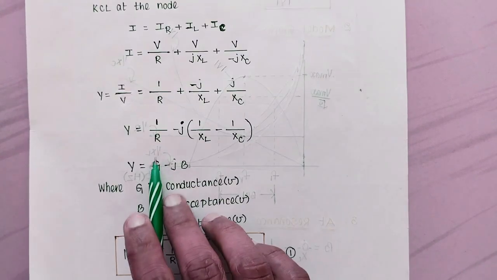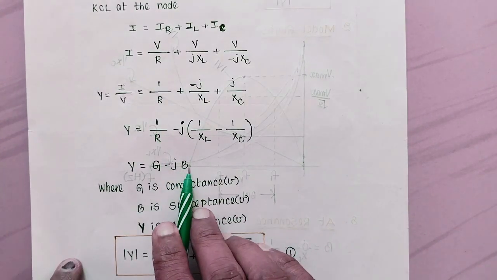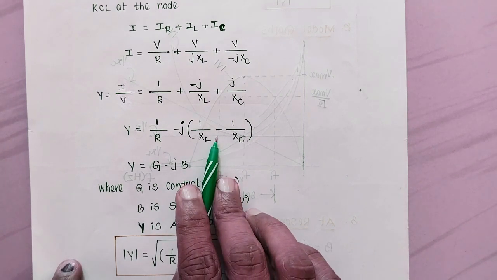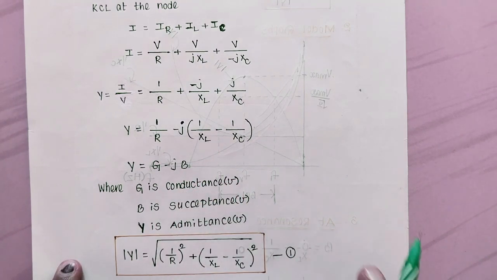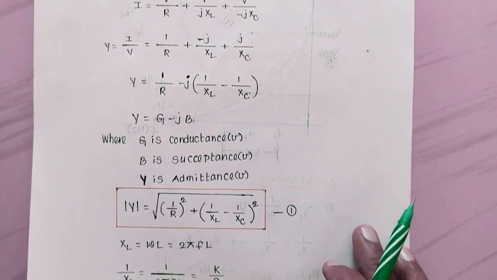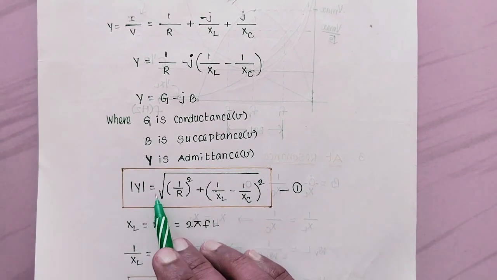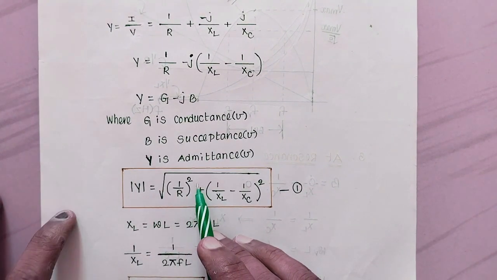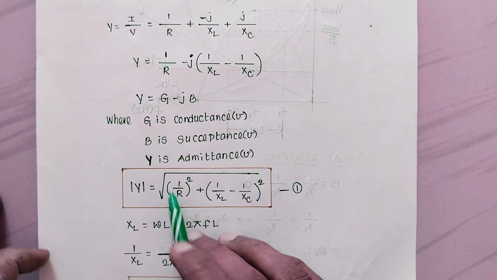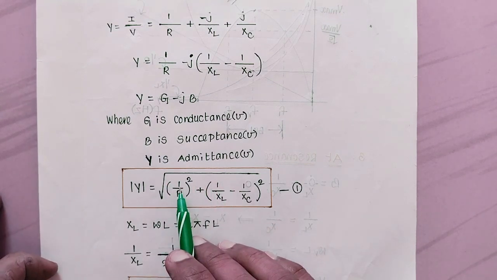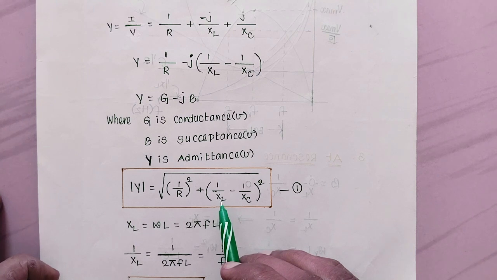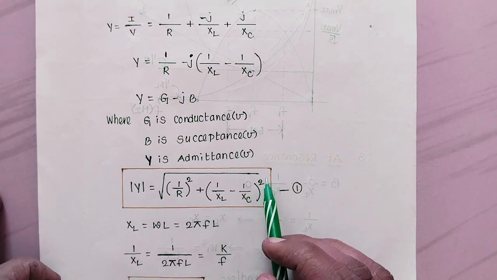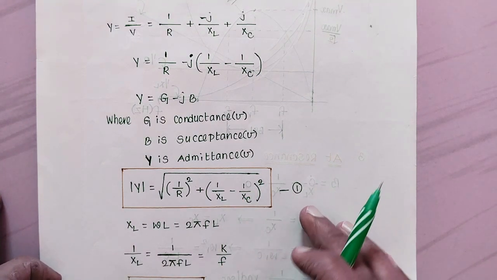Here conductance G is equal to 1 by R and susceptance is equal to 1 by XL minus 1 by XC. The magnitude of the admittance is equal to root over (1 by R) square plus (1 by XL minus 1 by XC) whole square. Let it be equation 1.